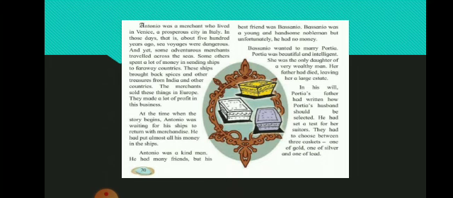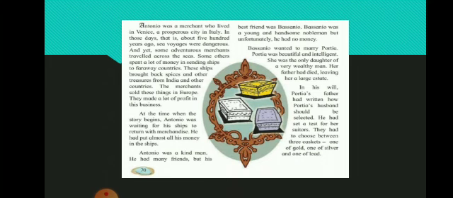So he has invested all his money in his ships. Okay, so that the ships return with merchandise, and he will make a lot of profit in his business by selling those things in Europe. Understood? So Antonio was a kind man.